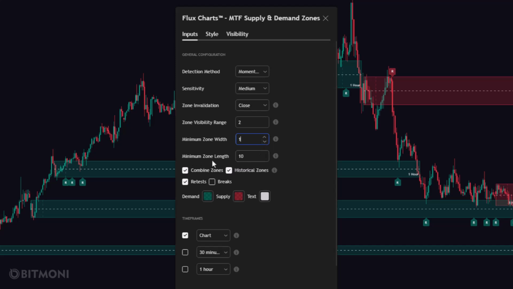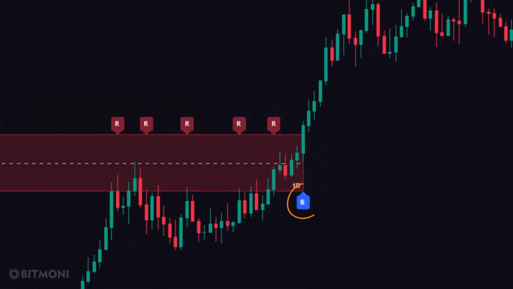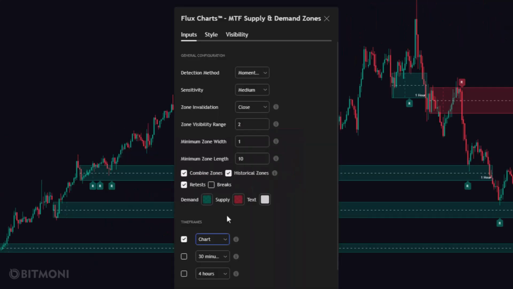With this, you can increase or reduce the length of your zones, but it can only be from 10 and above. If you set below 10, which is the default, then the zone will not be rendered. Here, if you toggle on the breaks, the indicator will print a B label whenever price breaks a supply or demand zone.